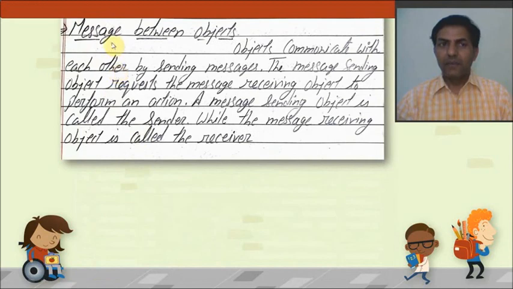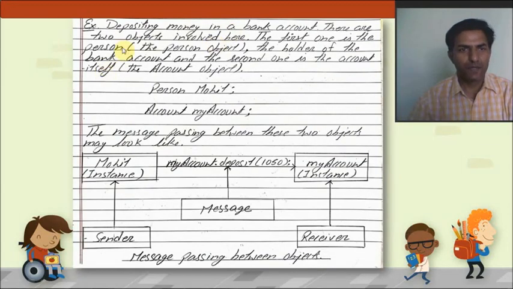Now the second way is message between objects. Objects communicate with each other by sending messages. The message sending object requests the message receiving object to perform an action. A message sending object is called the sender, while the message receiving object is called the receiver. Example: depositing money in a bank account.